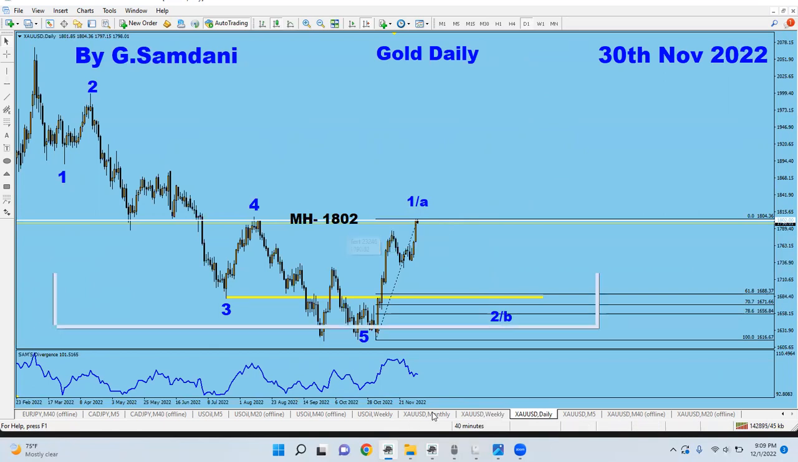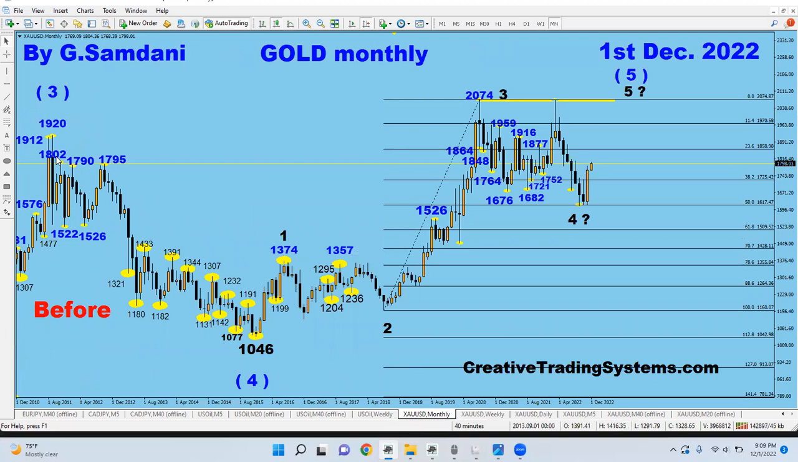1802 is a big number on a monthly chart if you pay attention. It's right there. These are three big highs here before this level: 1802, 1790, and 1795. So this is where we are messing around right now. Right now the price is 1798, right in the middle of 1795 and 1802.